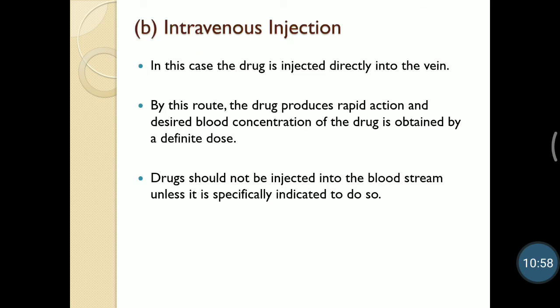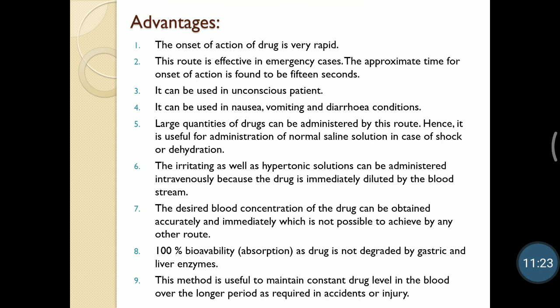Intravenous route. In this route, the drug will be injected directly into the vein. So it is the fastest route of drug action, and we can control the desired concentration of the drug in blood, and it should be used specifically when indicated. Otherwise, we should avoid this as it goes directly into the blood circulation.